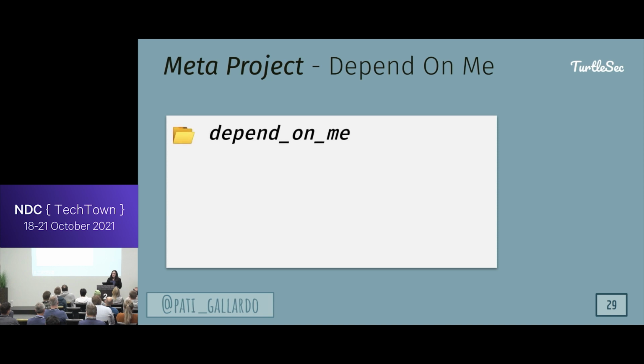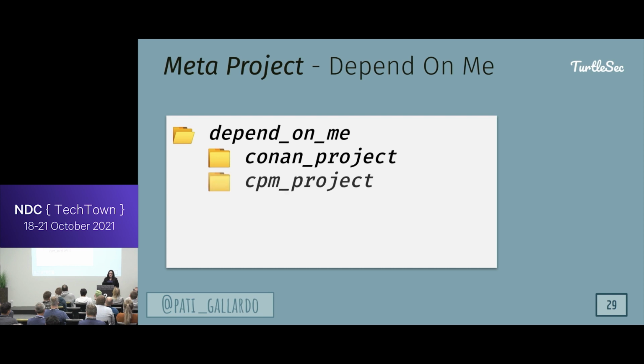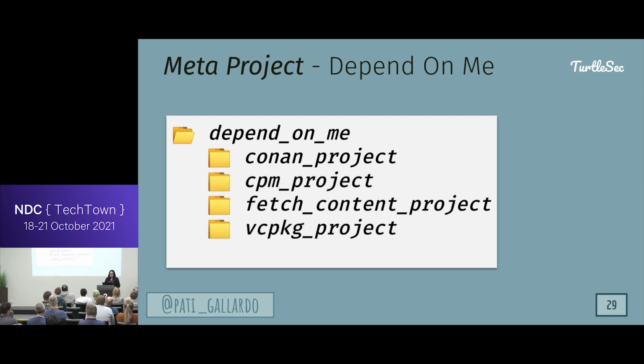Yeah, so the project is called Depend on Me. It's on my GitHub. The first project I have there is Conan, and then CPM, FetchContent, and the vcpkg package. And then there's a root CMake. We're not going to go into the root CMake, but I use it like an external project for pulling everything together.